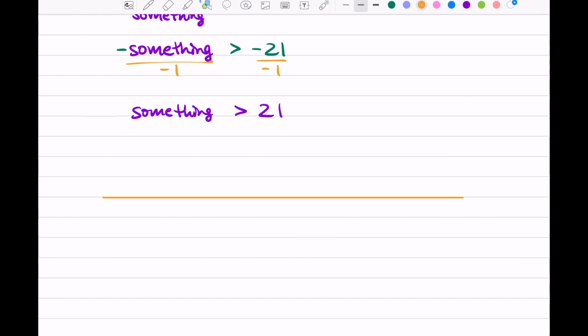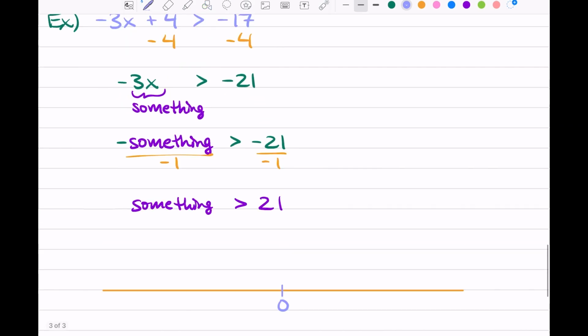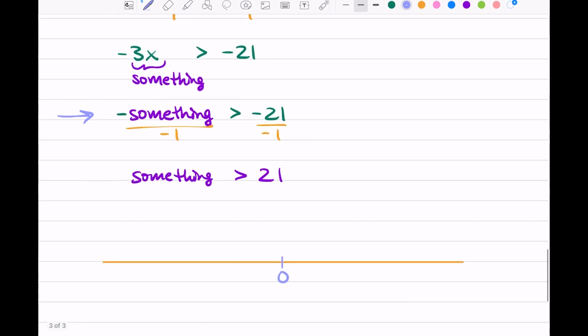Okay, here's a number line. 0 is here, and we're going to start off by showing where negative something and negative 21 are on this number line. So negative something is bigger. You owe something. Thinking about our money, we're owing something. We'd rather owe less money. So negative something is right here. Negative something. And negative 21 would be further on this side.